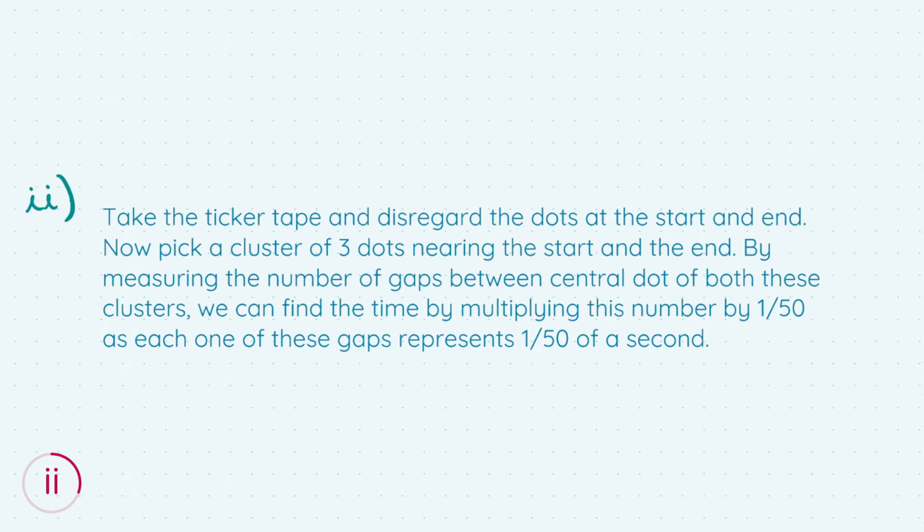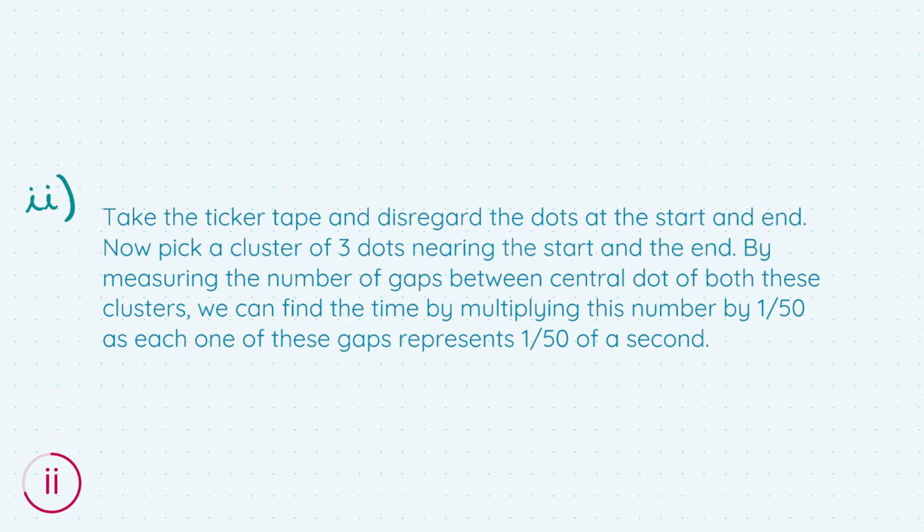We can use each of these clusters then to find important pieces of information. For example, by measuring the number of gaps between the central dot in both of these small clusters, we can find the time. We do this by multiplying the number of gaps by 1 over 50. The reason for this is that each gap here represents 1/50th of a second. By multiplying 1/50th by the number of gaps, we are able to find the total time between the initial velocity and the final velocity, or in this case, the total time here.